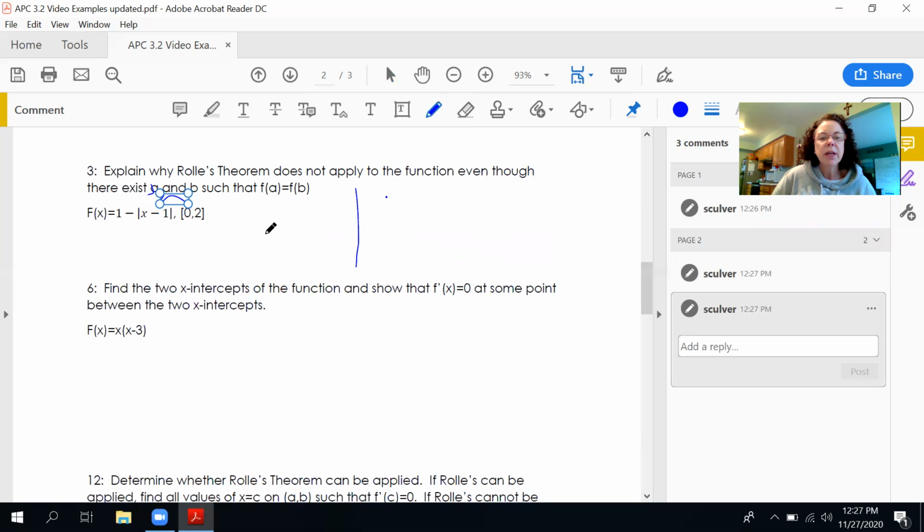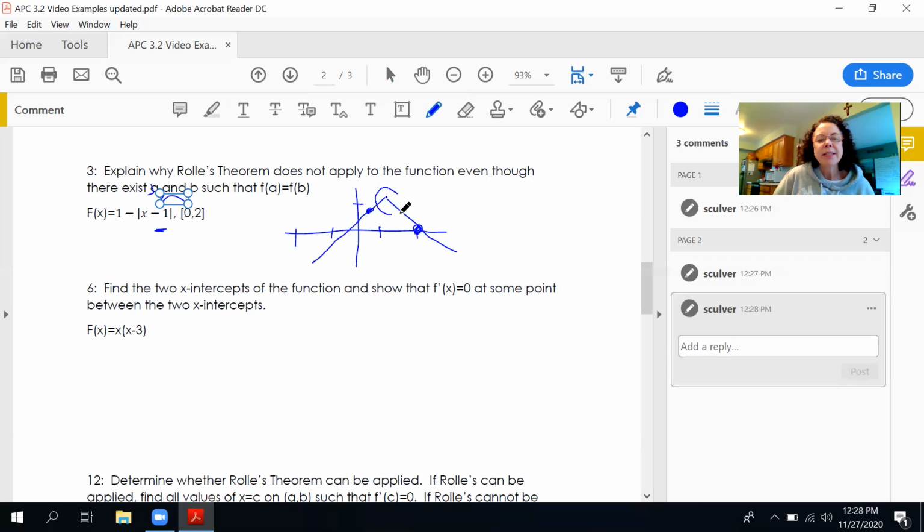Well, when you take a look here, if you actually draw this function, we know what this looks like, right? Here's 0, 1, and 2. So this is an absolute value function, so it has the V shape. It has been moved to the right 1, and it is up 1, and it has been reflected. So this is what the function looks like between 0 and 2.